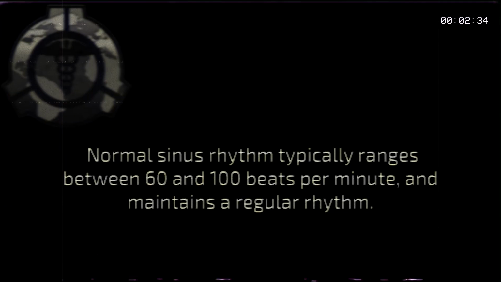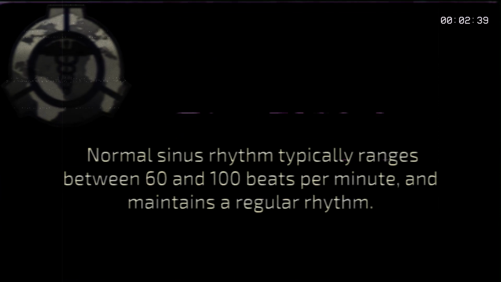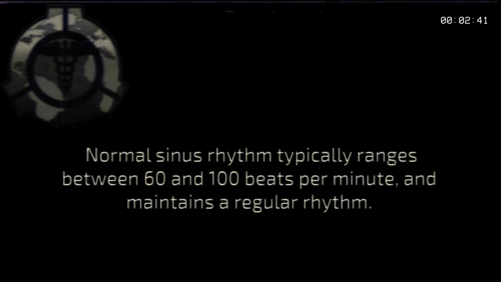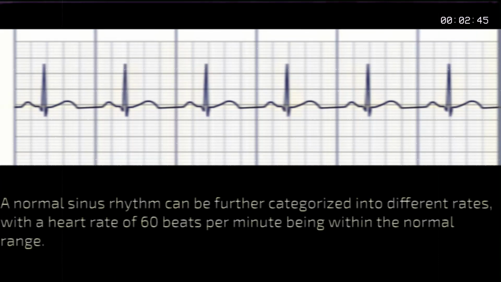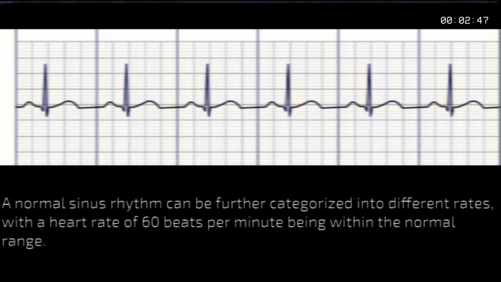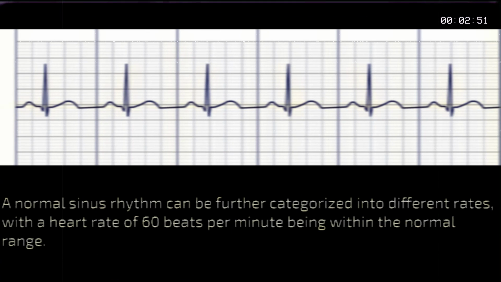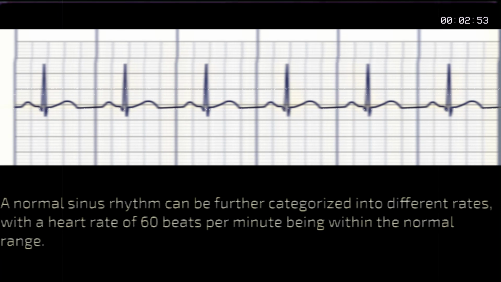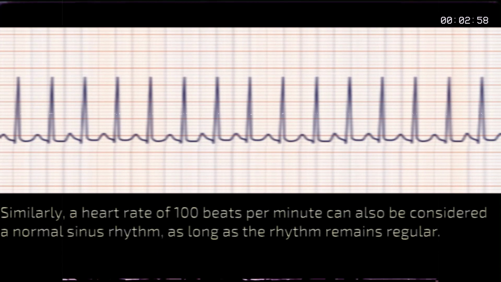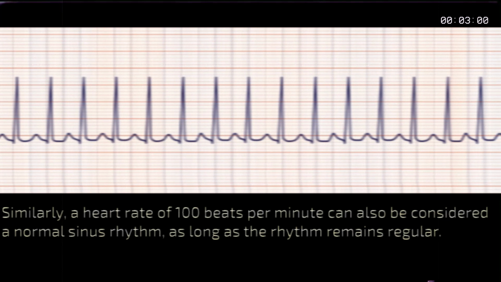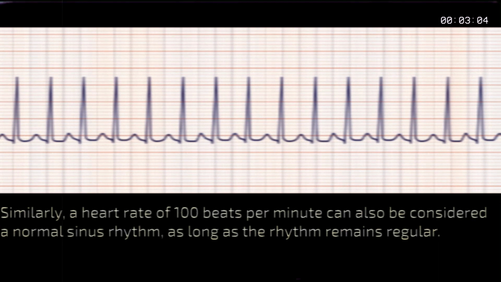A normal sinus rhythm typically ranges between 60 and 100 beats per minute and maintains a regular rhythm. A normal sinus rhythm can be further categorized into different rates, with a heart rate of 60 beats per minute being within the normal range. Similarly, a heart rate of 100 beats per minute can also be considered a normal sinus rhythm, as long as the rhythm remains regular.